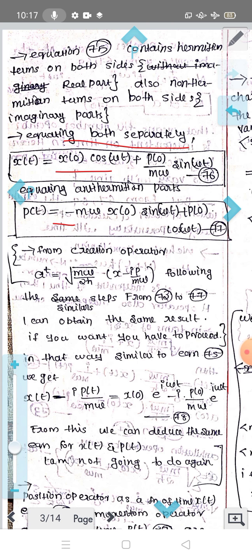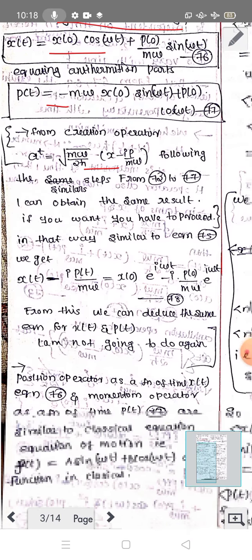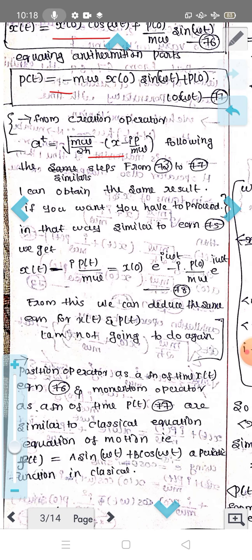So from the creation operator, a dagger equals root of m omega by 2 h cut into x minus i p by m omega. Following similar steps from 72 to 77, I am not writing it again. If you want, you can work it out. You can obtain the same result.